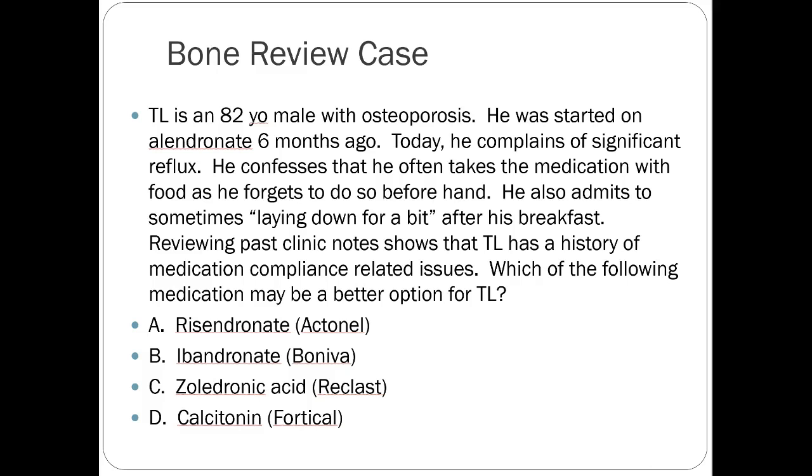He confesses that he often takes the medication with food and forgets to do so before breakfast. So ideally you take it before breakfast, on a completely empty stomach. He also admits sometimes laying down for a bit after his breakfast, and that's another big no-no. So basically he's doing the two things you should never do. Reviewing past clinic notes shows that TL has a history of medication compliance related issues. Which of the following medications may be the better option for TL?